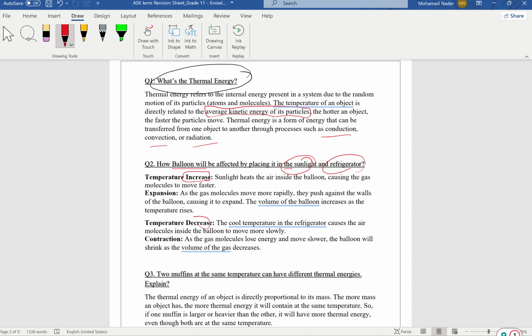If the temperature decreases, all particles will move slower, which means the particles will come closer to each other. So you will have a huge free space in the balloon without any particle movement. This space will shrink, and you will find that the balloon size becomes smaller.